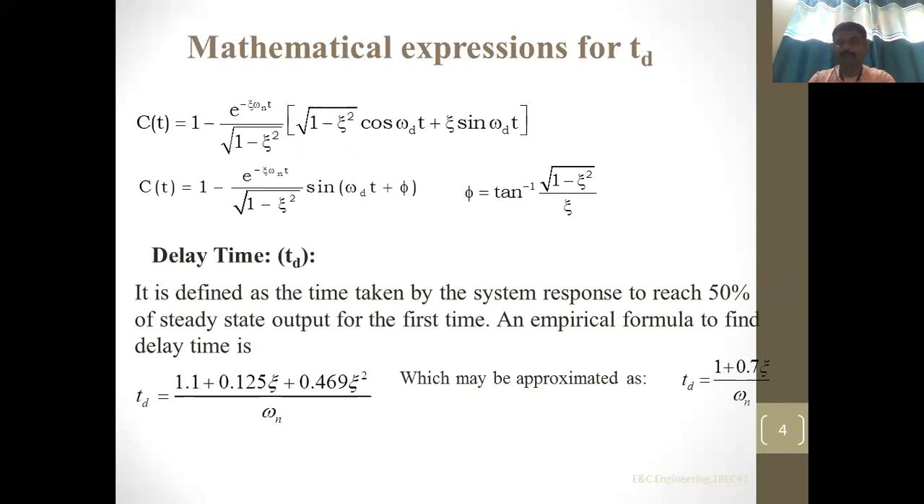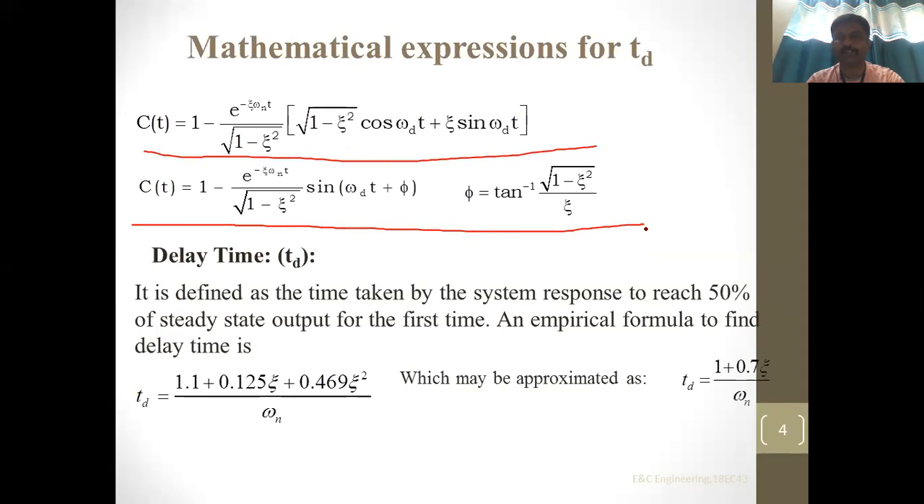First, let me begin with the mathematical expression for delay time. Before we go for it, let me recall the expressions we learned in session 2, that is the second order system time domain response for unit step input. These were the two equations we had. One equation was C of t is equal to 1 minus e power minus xi omega nt divided by root of 1 minus xi square into root of 1 minus xi square into cos omega dt plus xi sin omega dt.